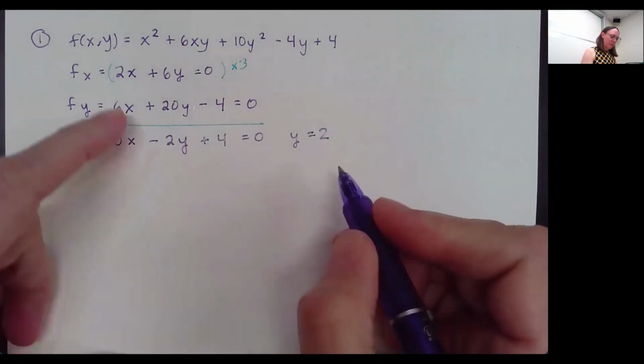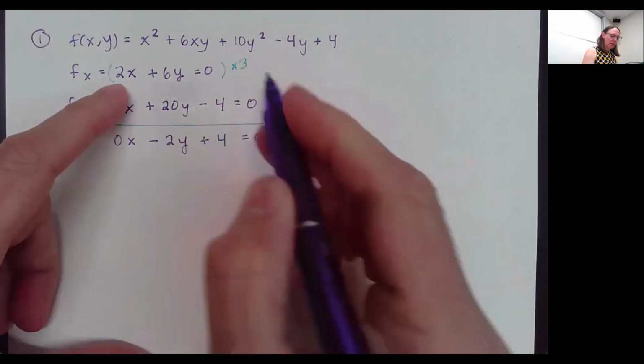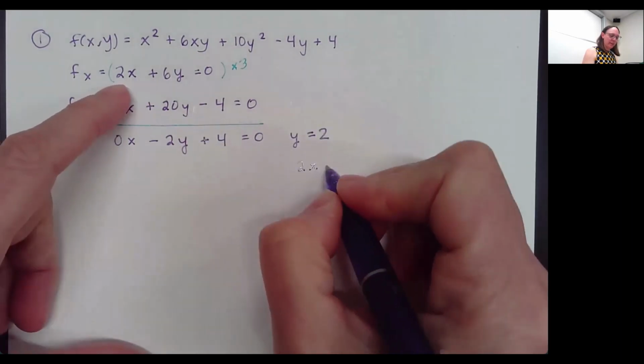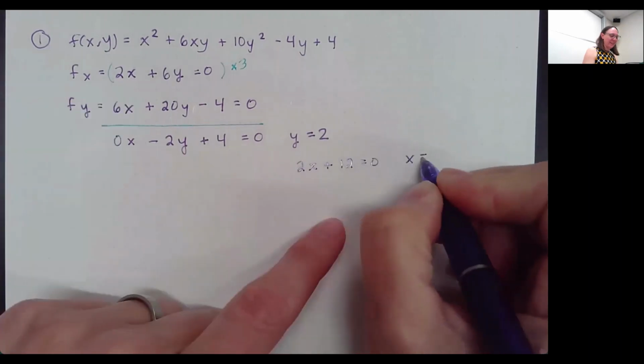And if y is equal to 2, I'm going to choose to plug that into my top equation. So that means 2x plus 12 would need to be 0. So I get that x is negative 6.